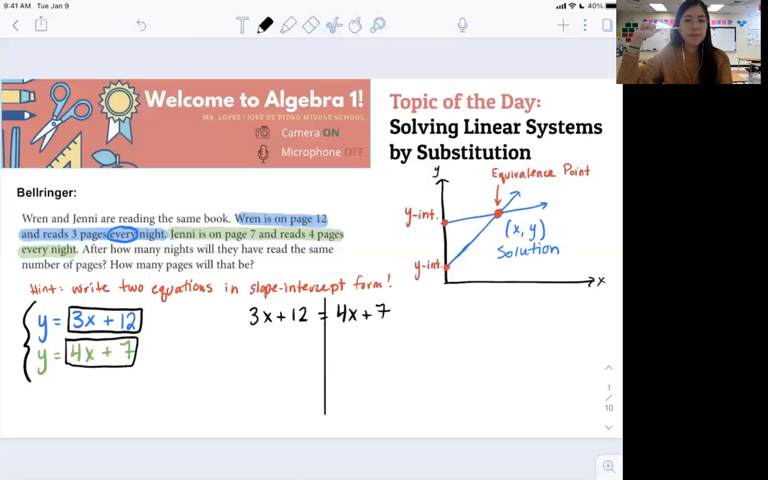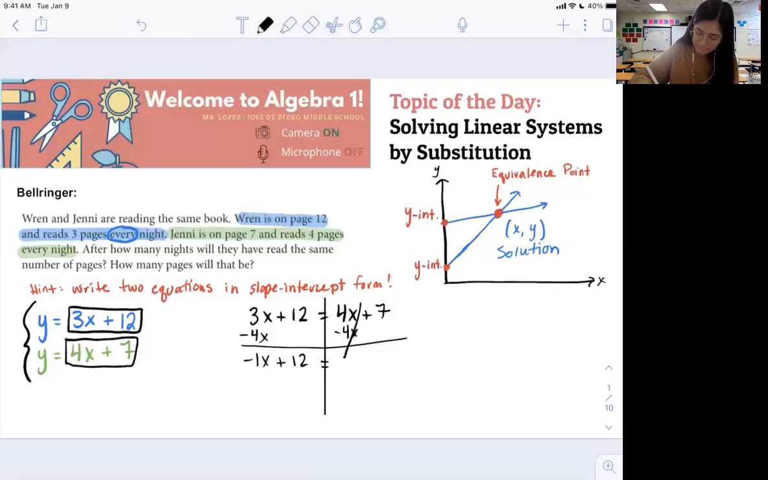We move the 4x to the left side. 3 minus 4? Negative 1x. Good. All right, now what? Move the 12 under the 7. Wait, couldn't we just put a negative x instead of putting the 1 in front of it, or is that necessary? You can. You also can. That's fine. I just like to put it sometimes as a reminder that it's there.